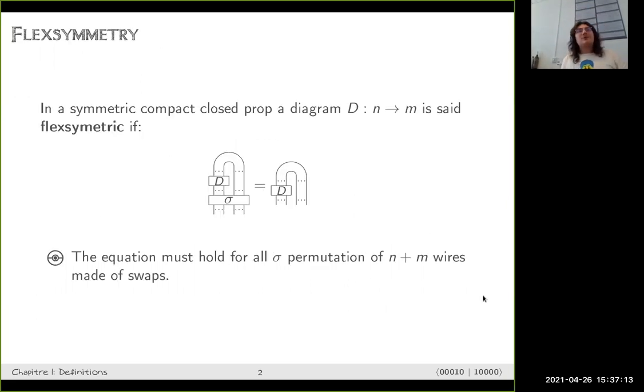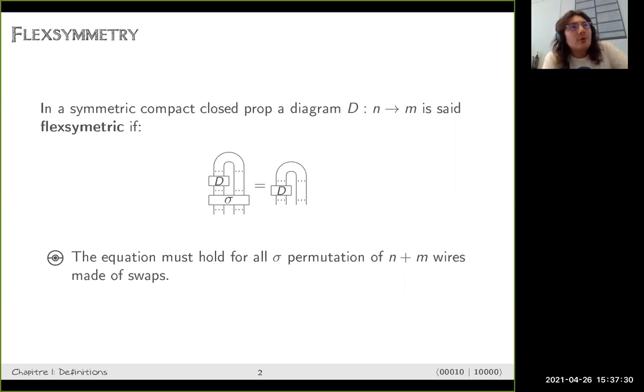First the context: we always assume that we have a symmetric compact structure. So there are always cups and caps. This is self-dual, so always cups and caps, and they are symmetric. So you can swap their legs, it doesn't matter.